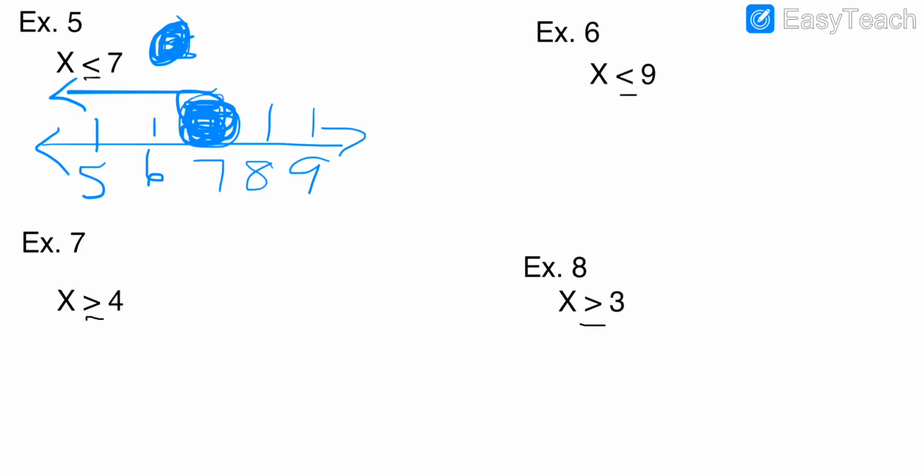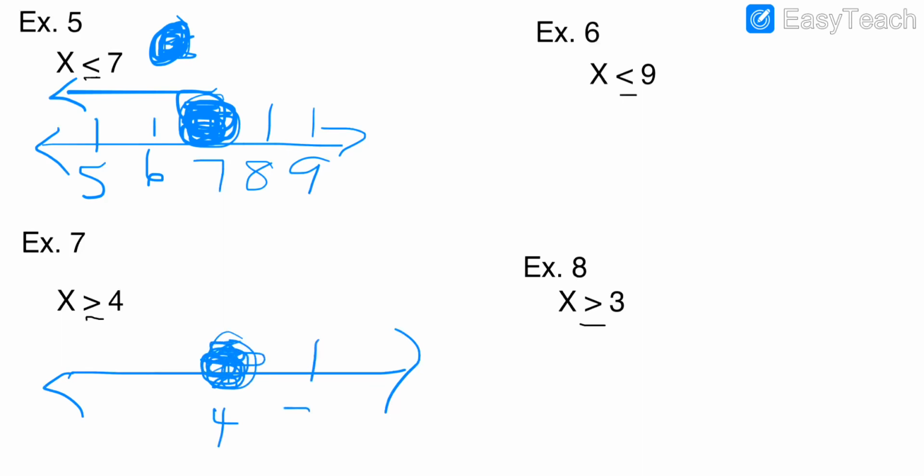Let's look at example number 7. I'm going to go ahead and skip down here. So that x is greater than or equal to 4. That means our circle will be closed and on the number 4. 2 above would give me 5 and 6. 2 below would give me 3 and 2. And x is greater than or equal to 4, which means I'm going to be looking for numbers going to the right of 4 that are greater than.